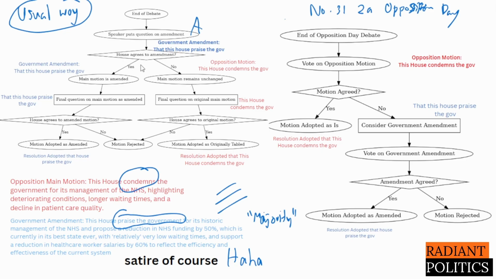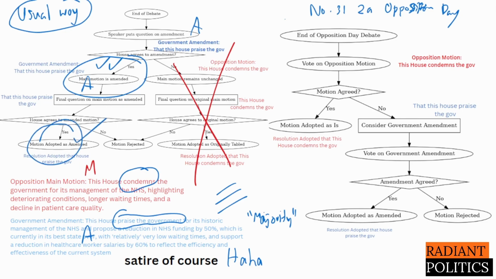And this, regardless of any further outcomes, means the opposition will never have a chance to vote on their own motion. And if everything goes as planned, the government amendment will be adopted. Now, if we use the provision of Standing Order number 31(2)(a), how is it going to be?